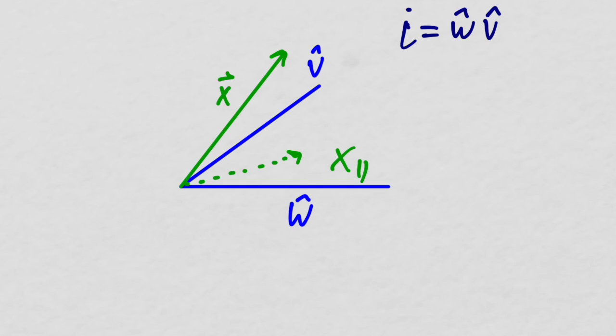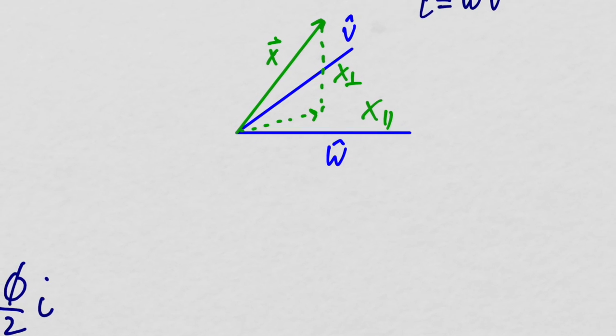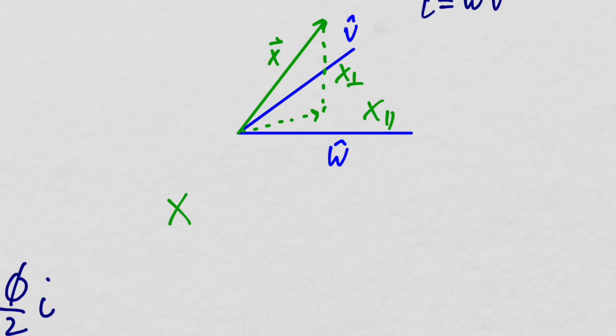Let me shorten x parallel a little bit. So this picture looks a little better, and this part that's out of the plane like that, that's x perpendicular, right? So now our claim is that the rotated form of x, so x rotated, equals the rotor inverse acting on x followed by the rotor.